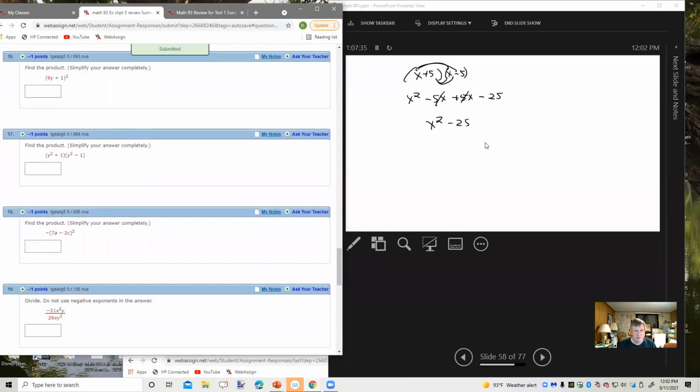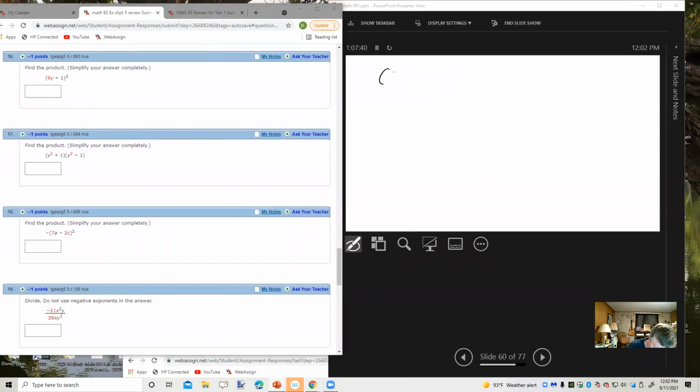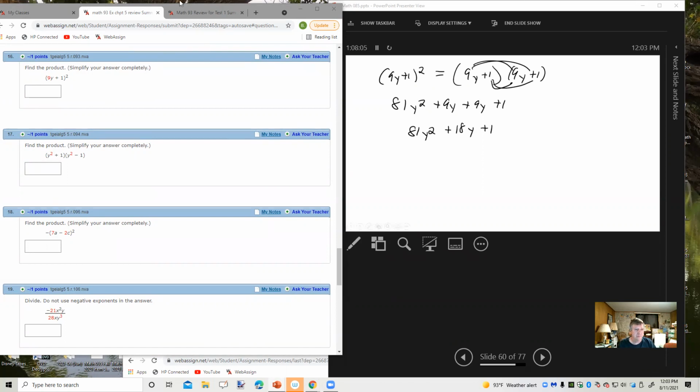All right, let's take this one. We've got 9y plus 1, the quantity squared. So that's 9y plus 1 times 9y plus 1, which is 81y squared plus 9y plus 9y plus 1. 81y squared plus 18y plus 1.